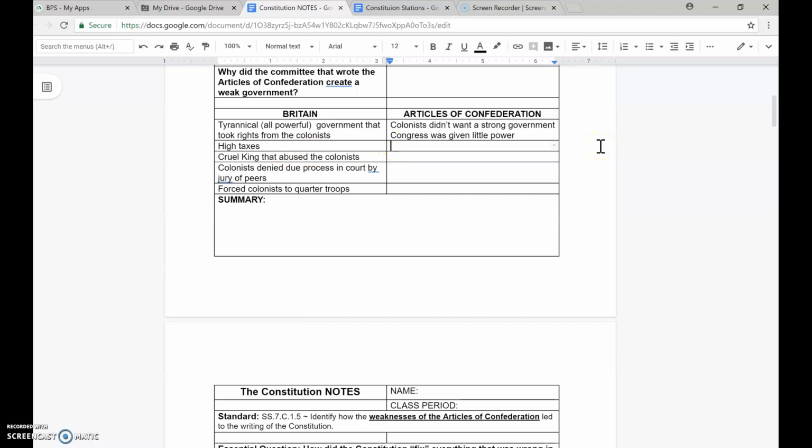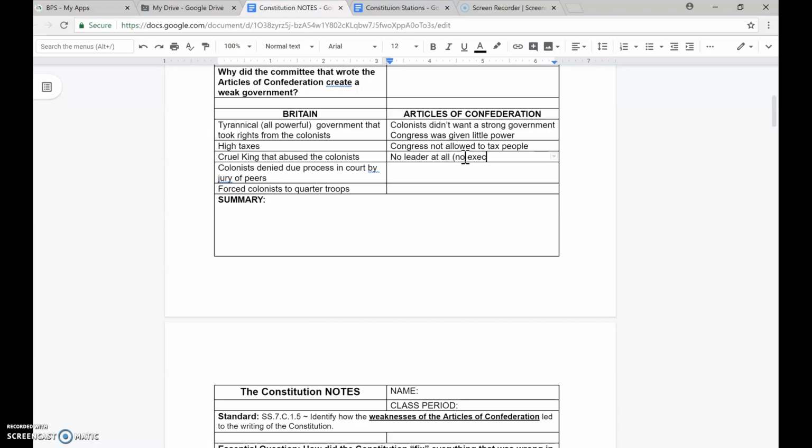All right, high taxes. So if under British rule there were high taxes, under the Articles of Confederation, what? We'll just put, Congress not allowed to tax people. There we go. All right, a cruel king that abused the colonists. So we'll just put, no leader at all.